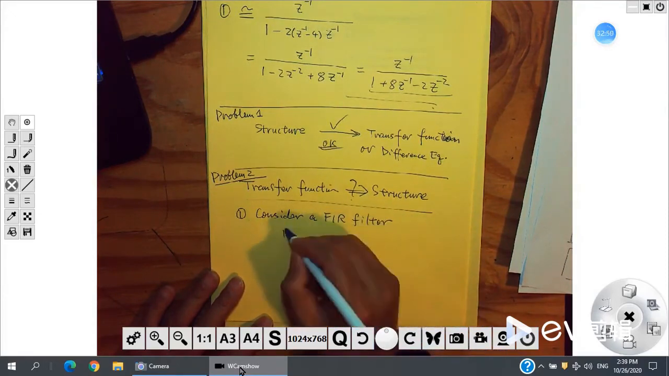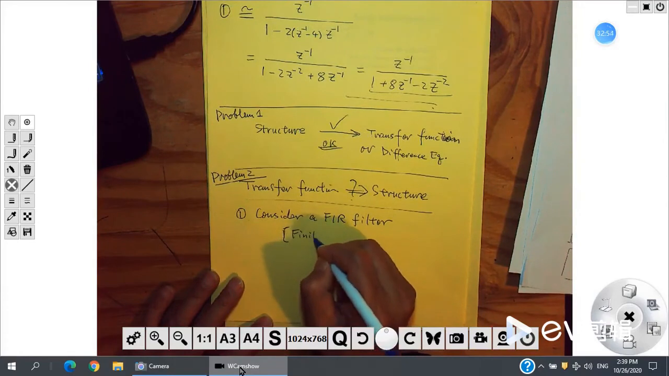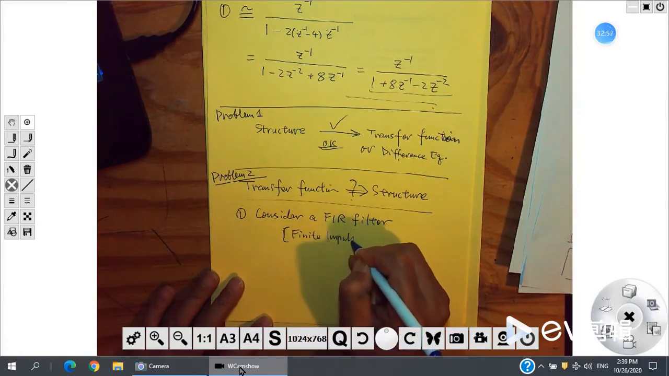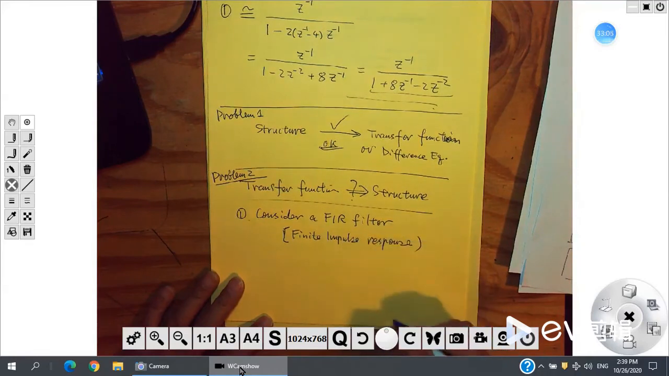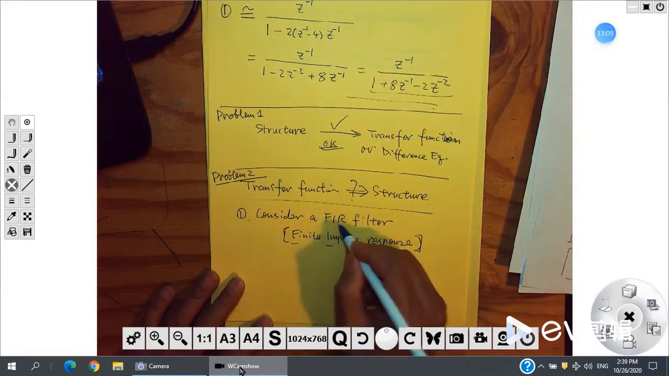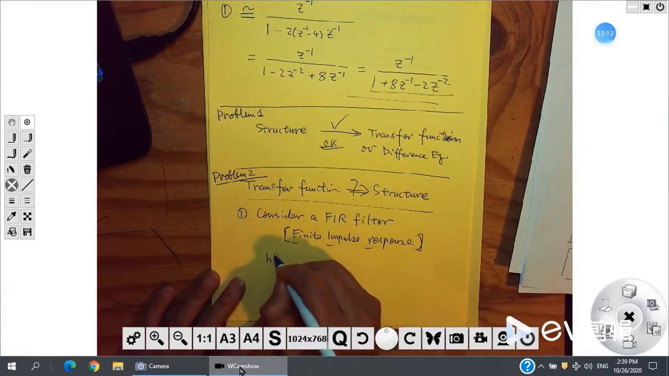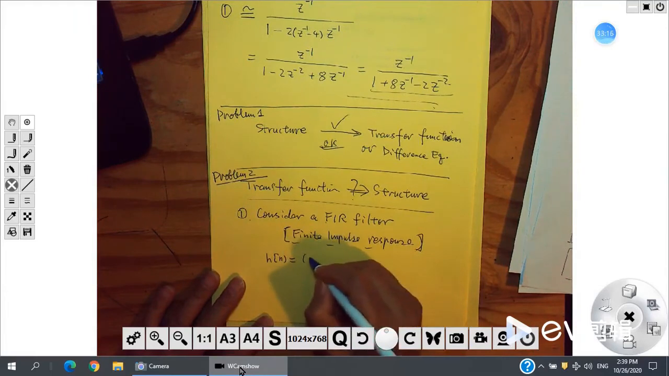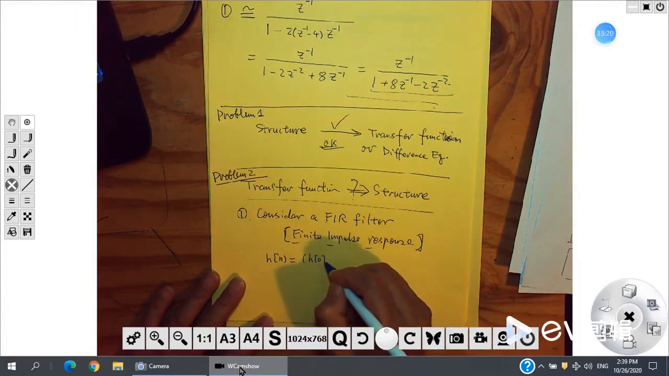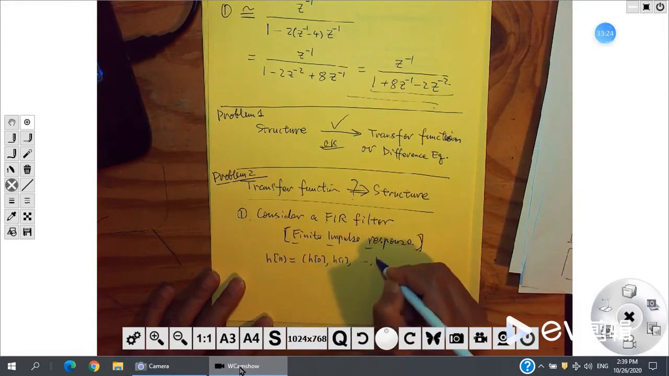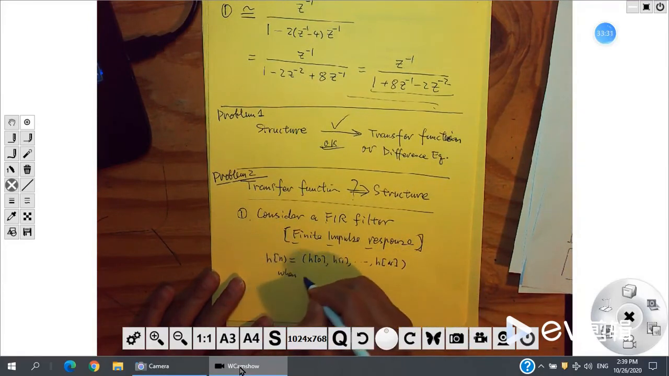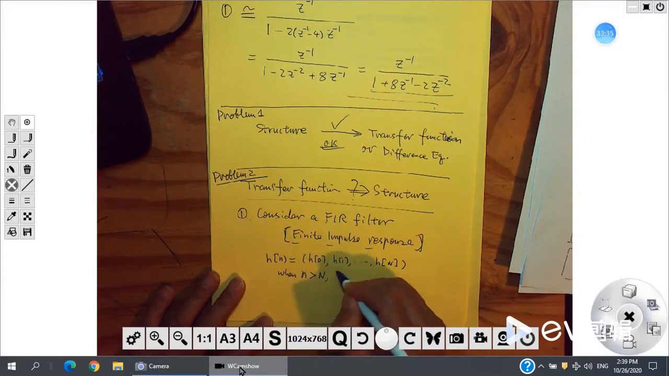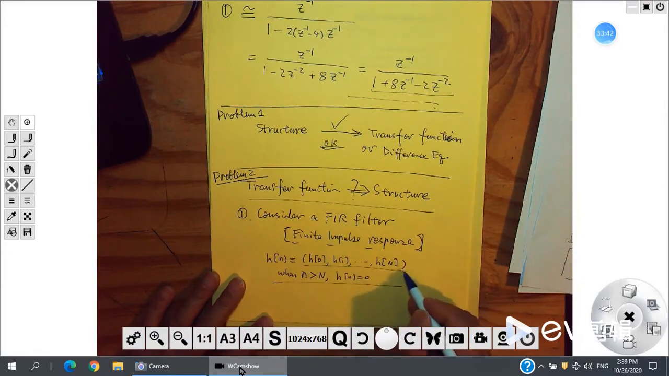FIR filter. What is FIR? That means finite impulse response. Finite impulse response. So FIR, finite impulse response. That means h of n will be equal to some h of, we start from h of 0, then h of 1 until h of some capital N. That's it. When n is larger than this capital N, h of n is 0. So that means we only have finite h, they are non-zero values.